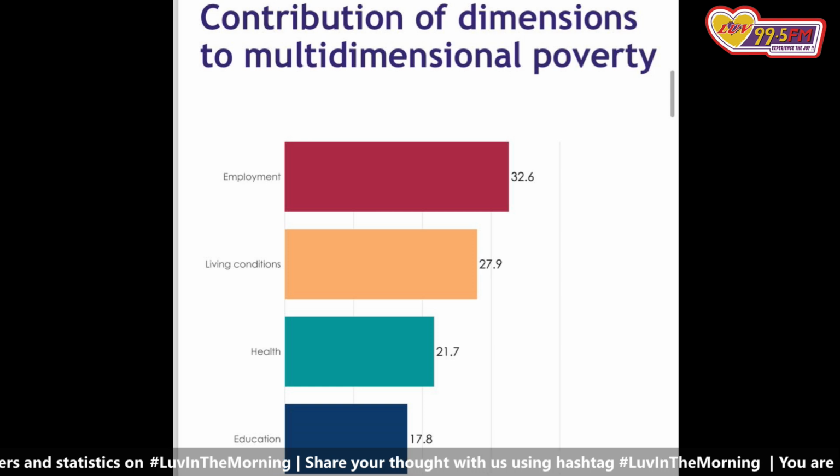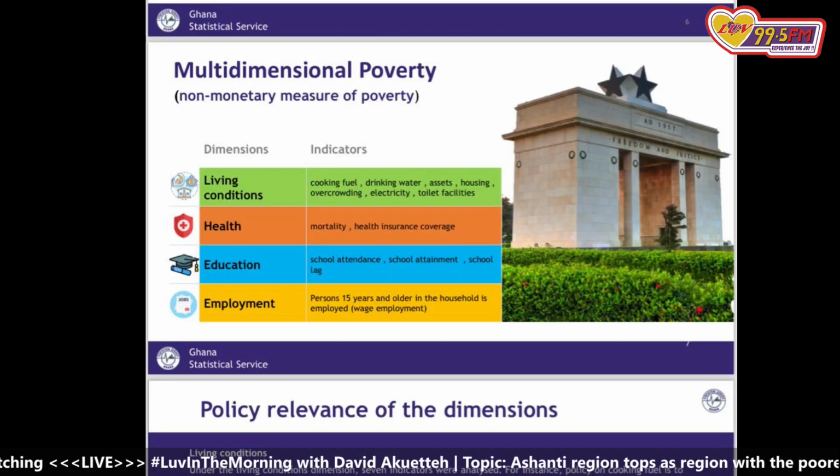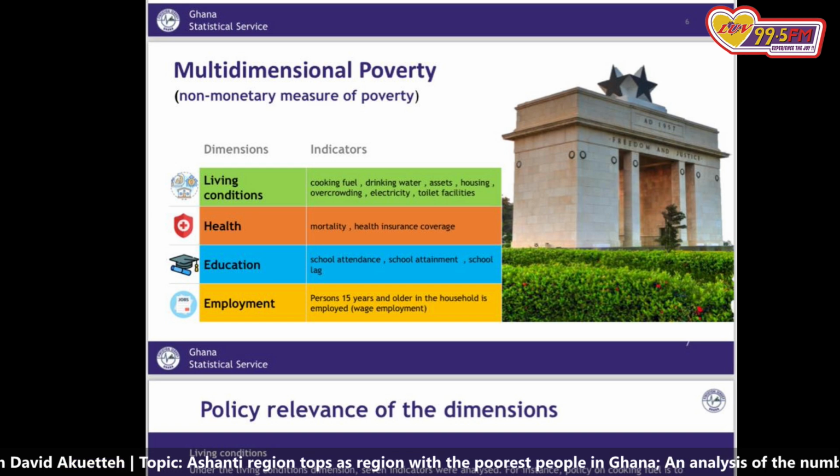So the 4 dimensions are living conditions, health, education, and employment. Under them are the indicators you will use to measure these dimensions. How many indicators? 10? No, 13. Though Oxford propounded 10, we are using 4 dimensions and 13 indicators.